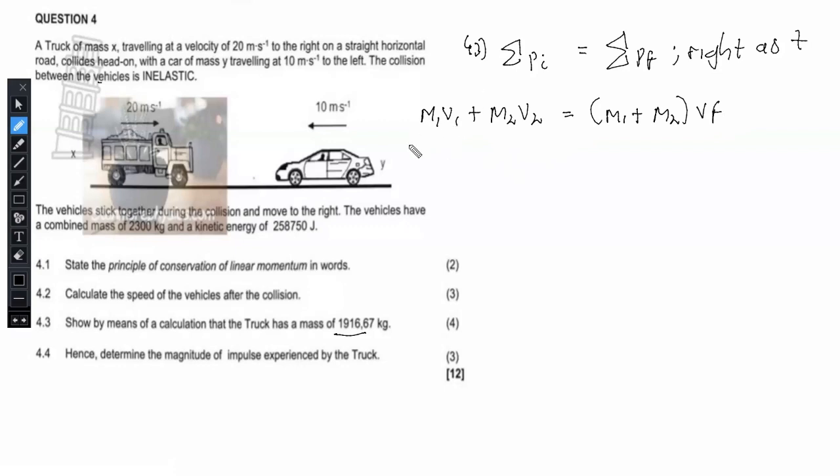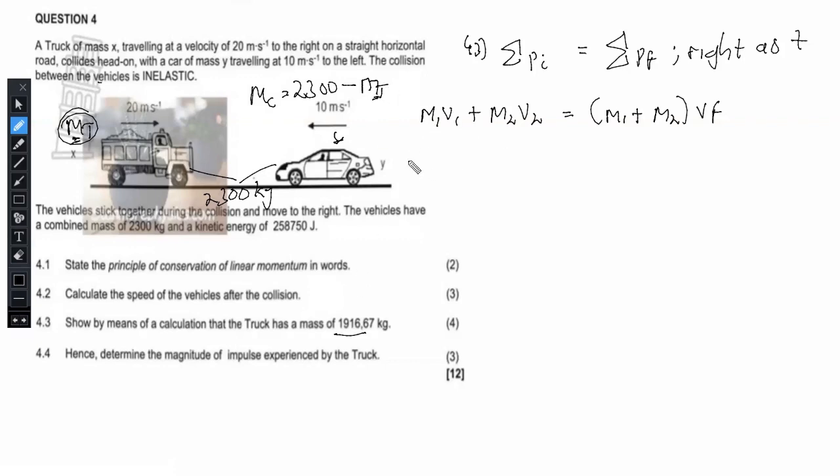Now we do not have the mass of the truck, but we'll indicate mass 1 as the mass of the truck, and this here will be the mass of the car. Since we know that the combined mass is 2,300 kg, we can represent the mass of the car as 2,300 minus the mass of the truck. That is to say, whatever mass we find for the truck, if we subtract it from the 2,300 kg, we can determine the mass of the car. So we are expressing the mass of the car in terms of the mass of the truck, so that we have the same variable to work with.